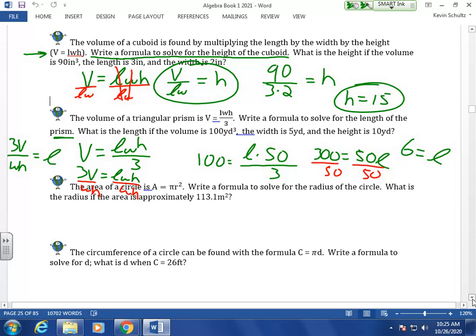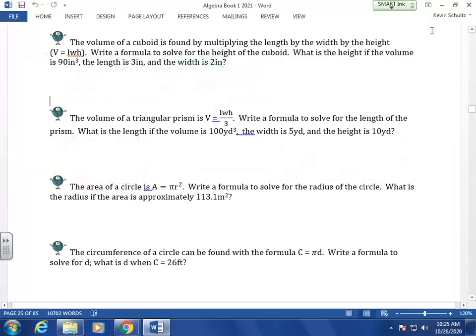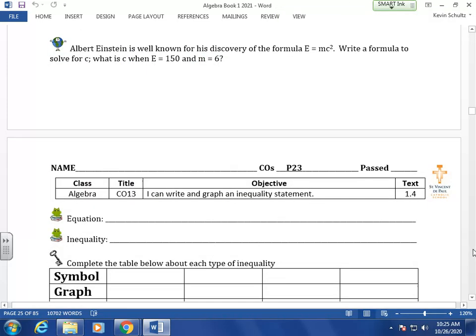Okay? So it's still the same opposite operations concepts that we've been working with, only now we're practicing it with only variables also, right, within a given formula. Let's look at the next one with circles here.